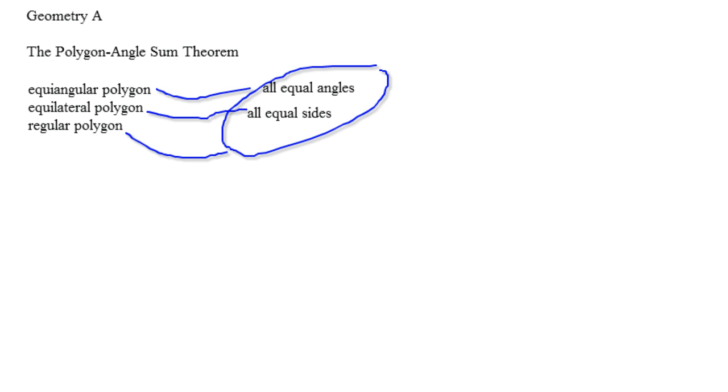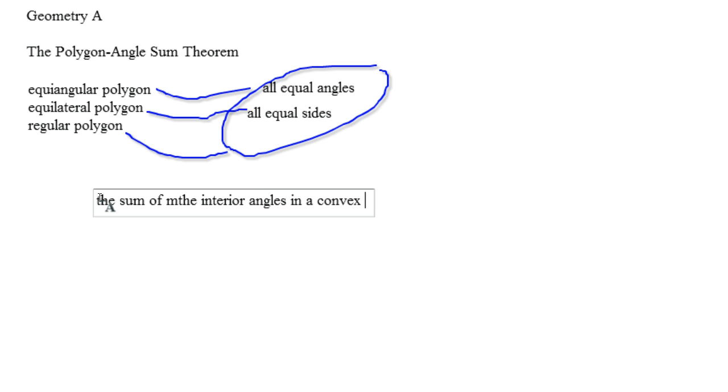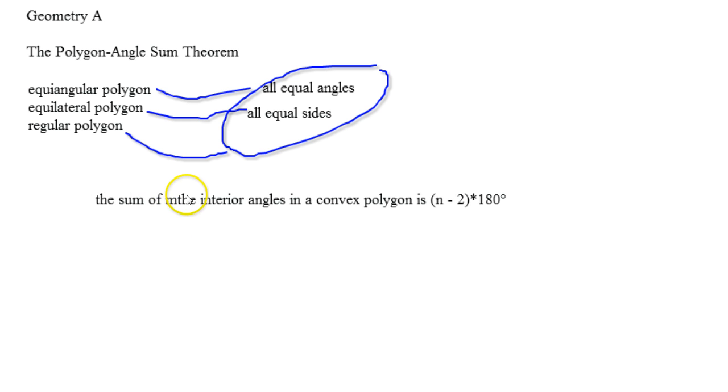Alright, but the Polygon angle sum theorem states this. The sum of the interior angles in a convex polygon is the number of sides, n, minus 2, times 180 degrees. So the number of sides you do need to know.